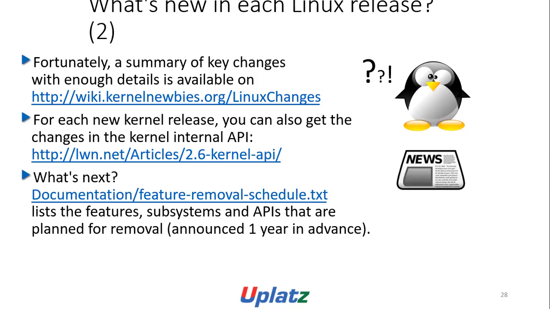What is next? Documentation/feature-removal-schedule.txt lists the features, subsystems, and APIs that are planned for removal, announced 1 year in advance.